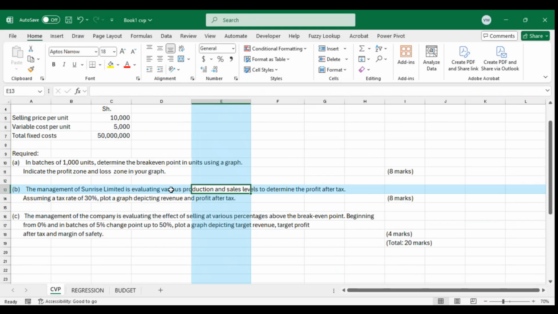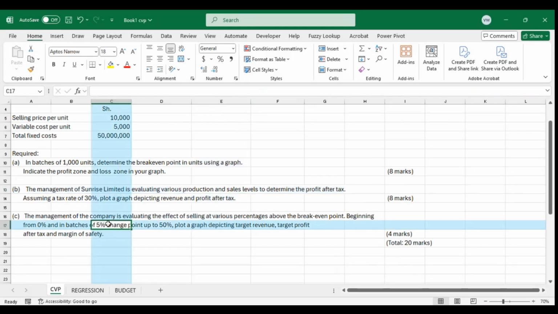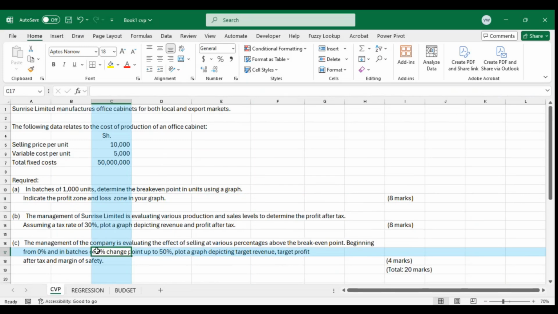But B, we are told that the management of Sunrise is evaluating various production and sales levels to determine the profit after tax. Assume a tax rate of 30%. Plot a graph indicating revenue and profit after tax.